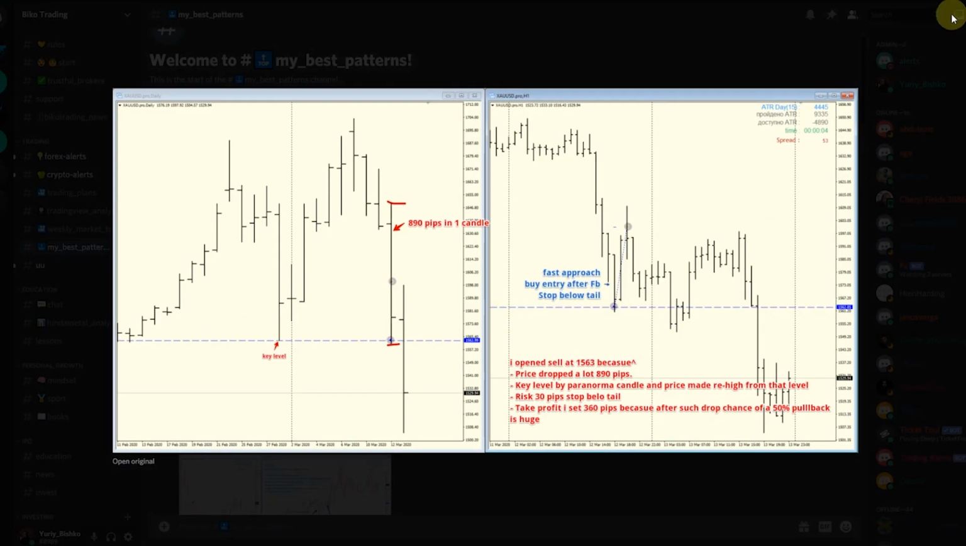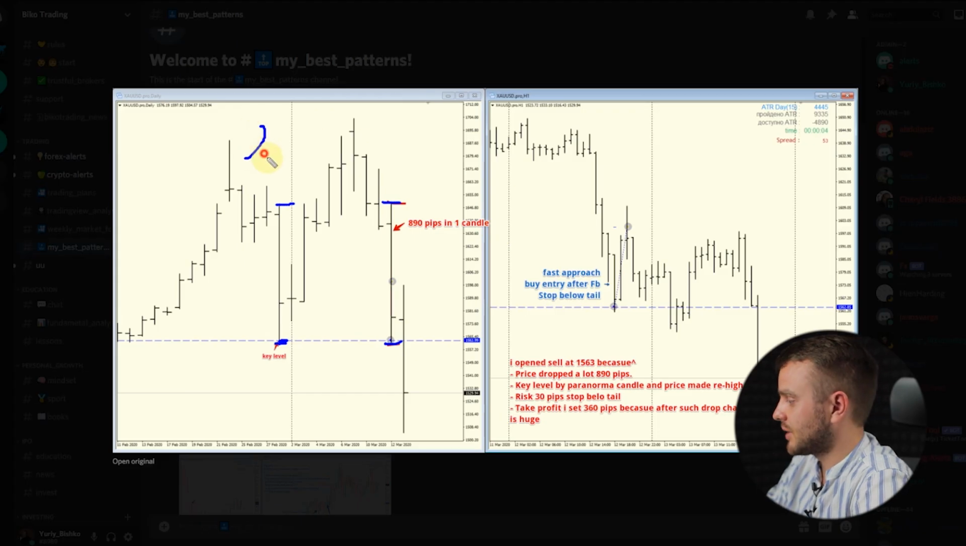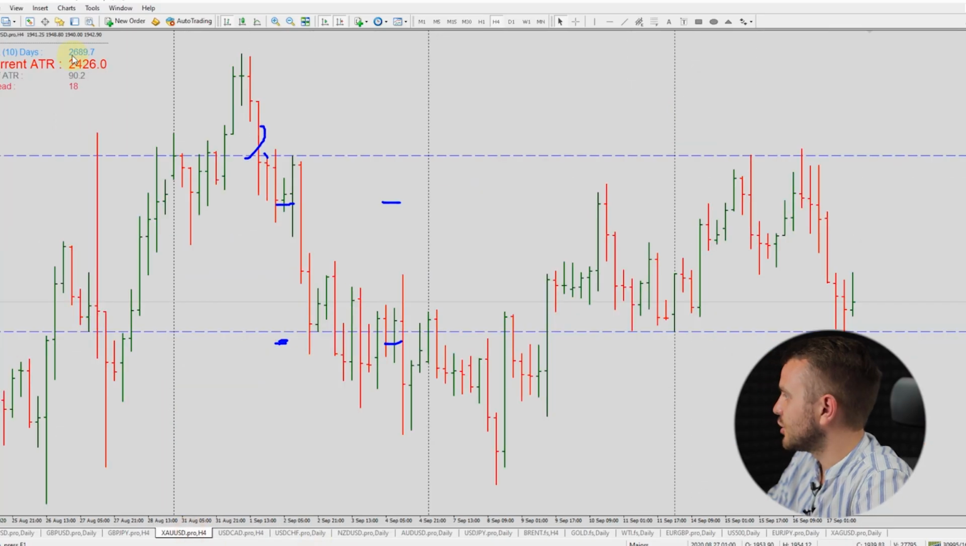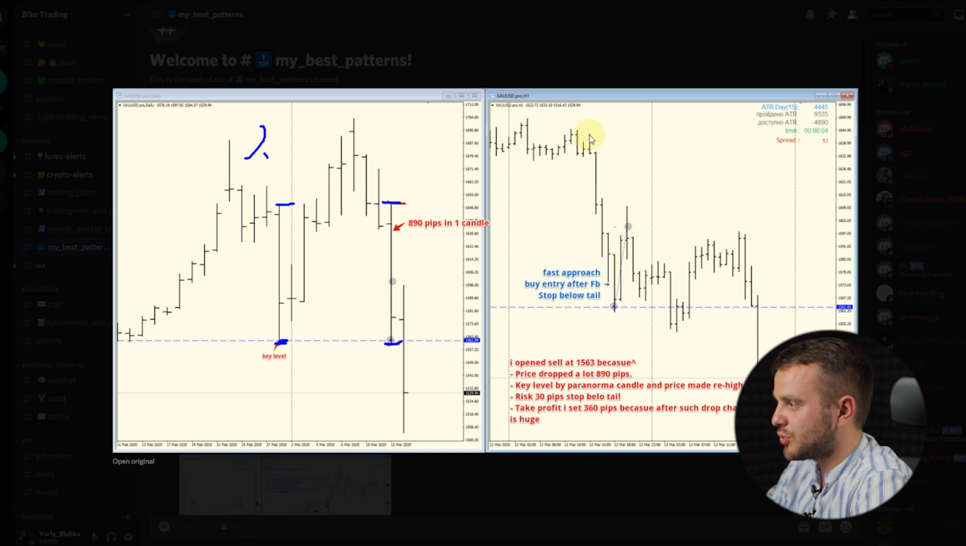An example of this trade, which I love. Take a look, gold, paranormal candle. We build a level by this paranormal bar. And as you can see, price hits this level with 890 pips. Just imagine, for gold, 890 pips. Today, at this moment, the average daily move on gold, if you take a look here, is 268 pips. It is many times bigger. And as you can see, price approached this level and boom! That's the beauty of ATR.